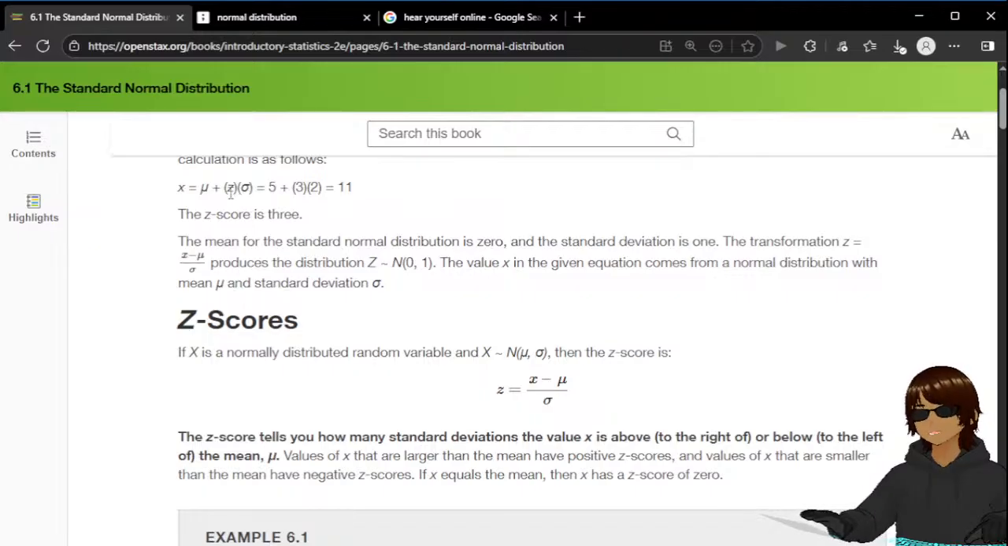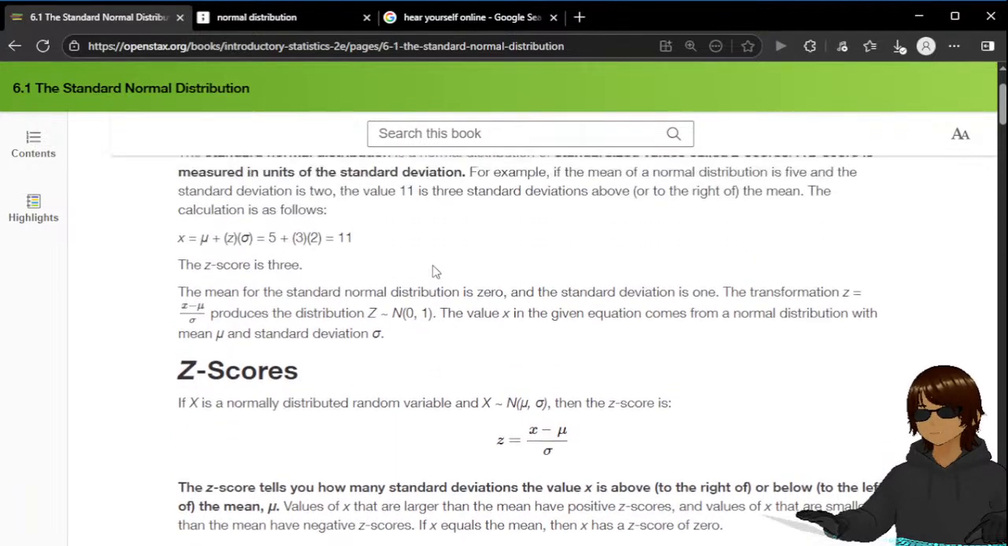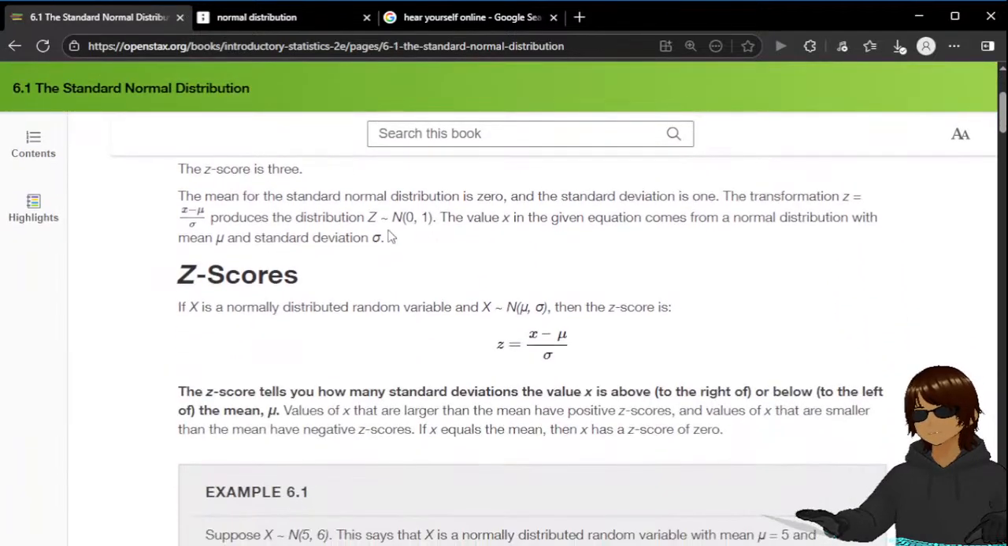So the z-score is how far away x is from the mean, like how many standard deviations away x is from the mean. That's the z-score, right? The mean for the standard normal distribution is 0. The standard deviation is 1. The transformation z equals x minus mu over sigma produces the distribution Z ~ N(0, 1). So it produces a normal curve with mean 0 and standard deviation 1.